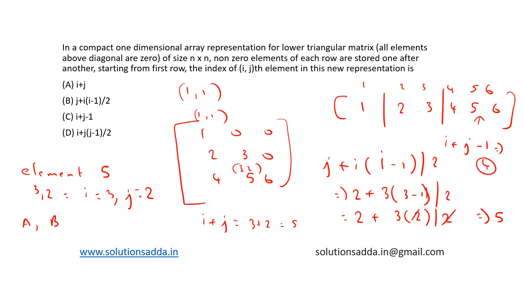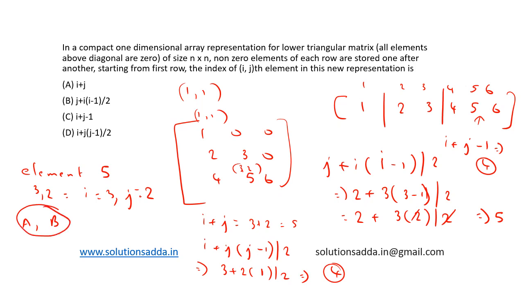Assume D, that is (i plus j) into (j minus 1), the whole by 2. We have i as 3, so 3 plus 2 into (2 minus 1), 1, by 2. We have 2 by 2, it is 1, 4. See, D is also not the potential answer. Among A and B, we have to choose the correct one.